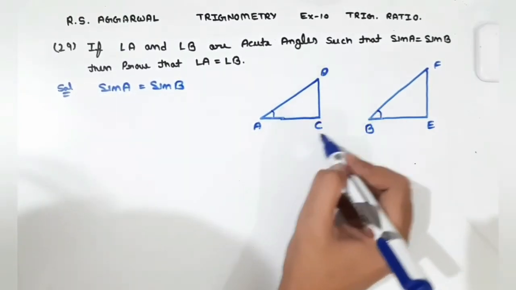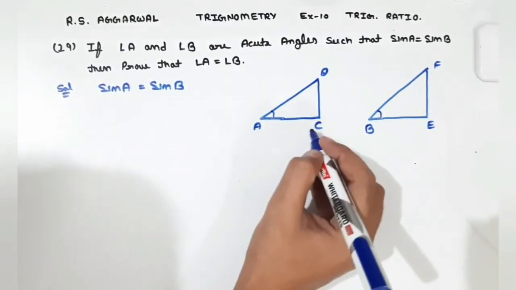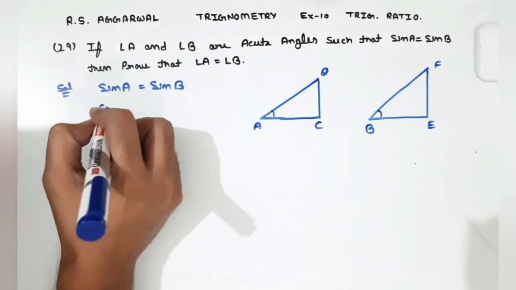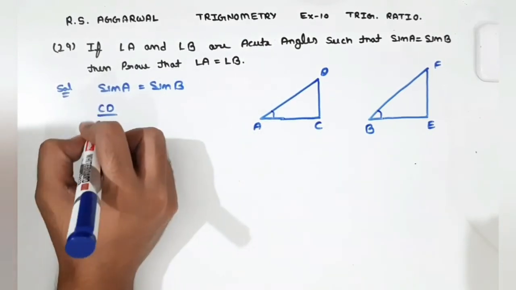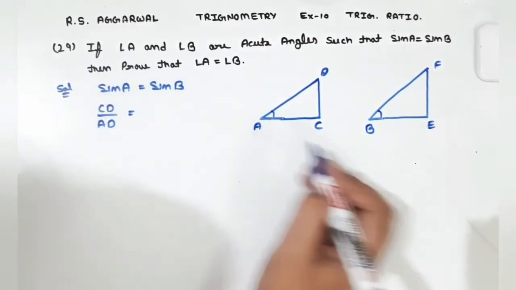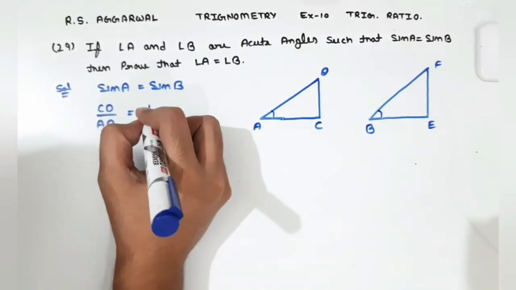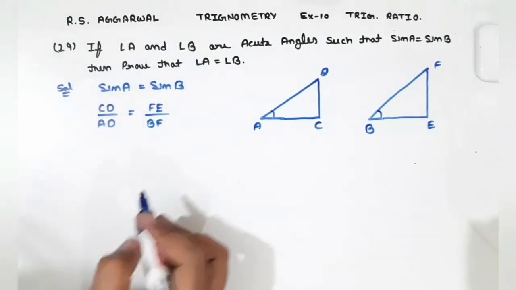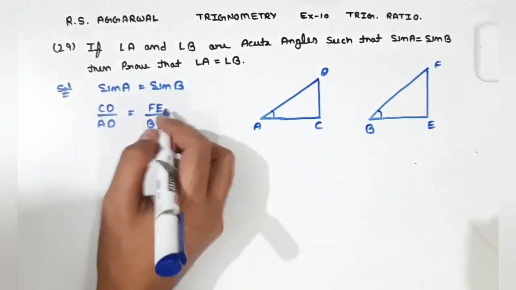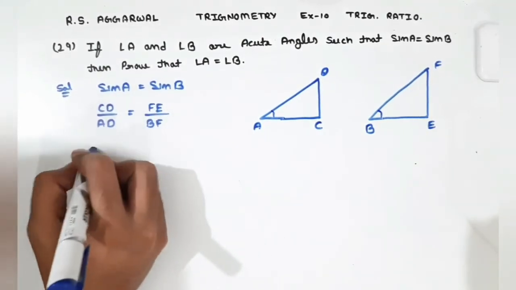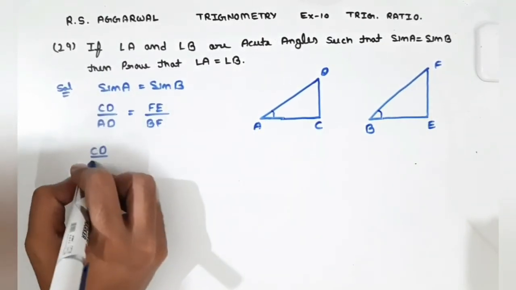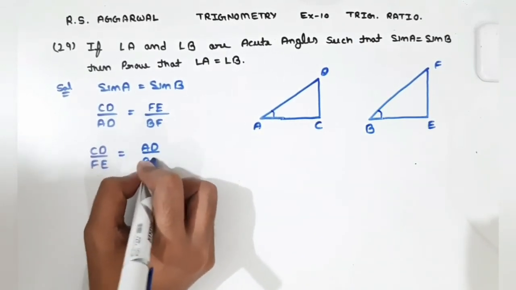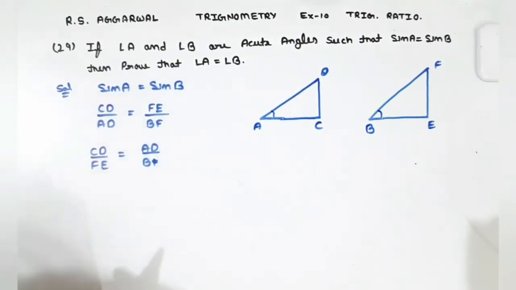So in triangle ACD, sin A will be equals to perpendicular upon hypotenuse, that perpendicular is CD upon hypotenuse is AD, equals to FE upon BF. So we can write it as CD upon FE equals to AD upon BF. FE को यहाँ ले, AD को इधर ले गए.